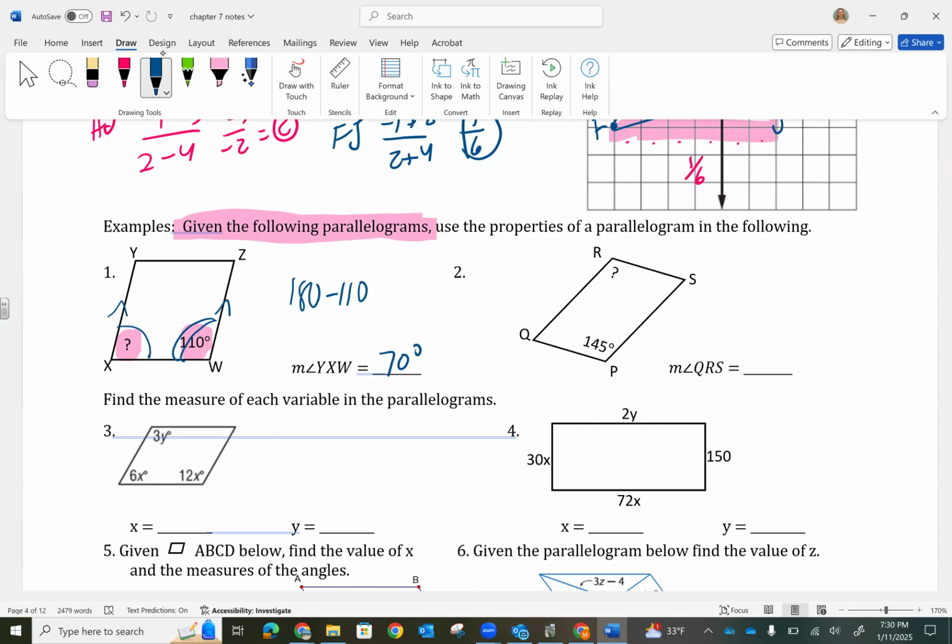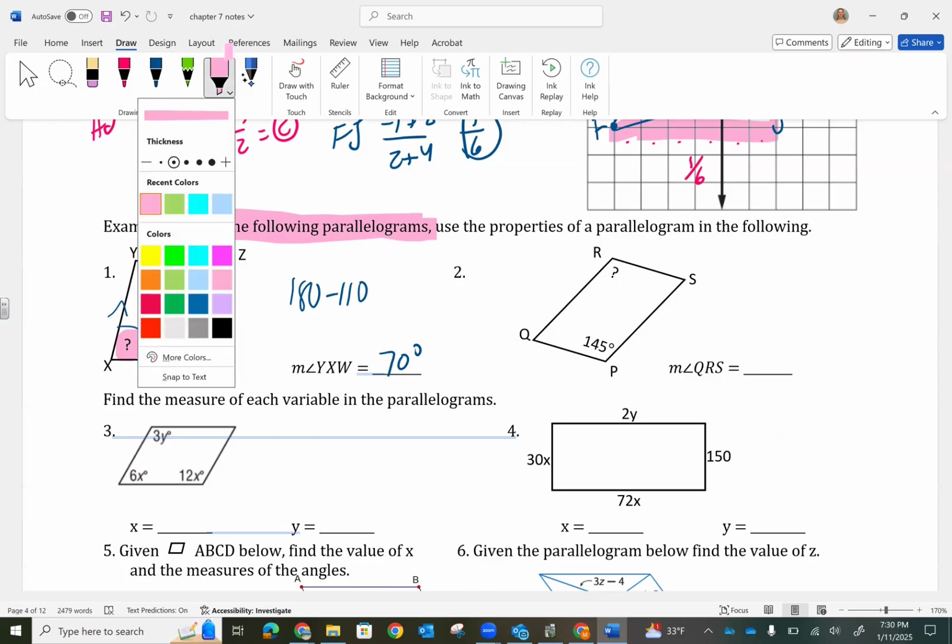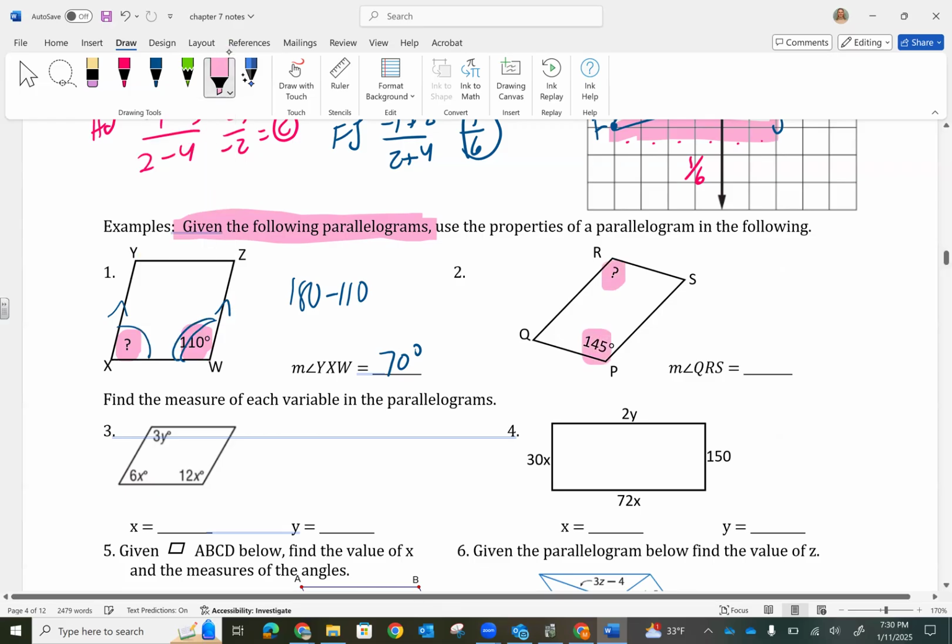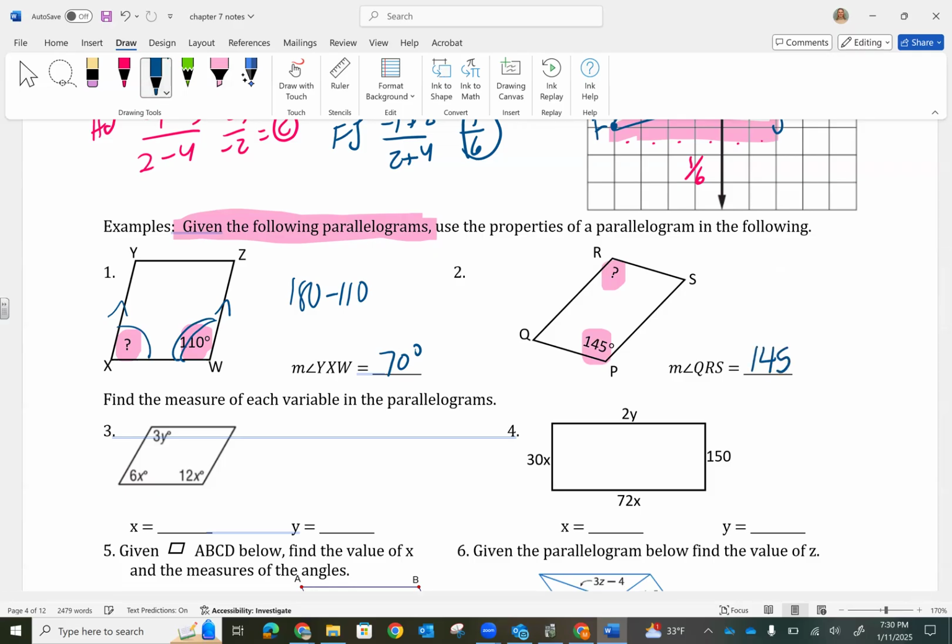The next one says, hey, I have a parallelogram. What will this angle be? Well, in parallelograms, opposite angles are congruent. So what's the measure of that angle? QRS is going to be 145 degrees.